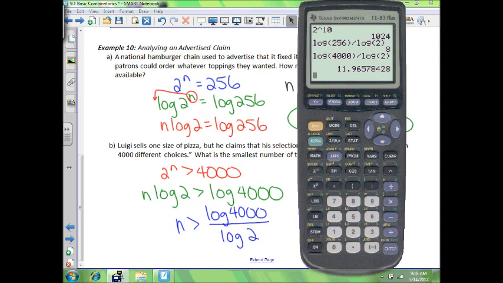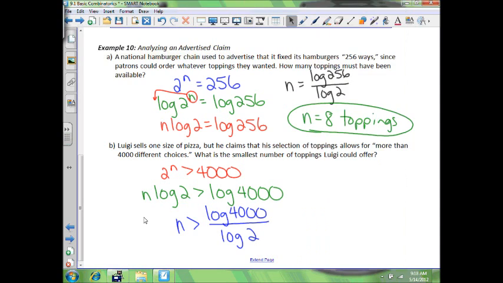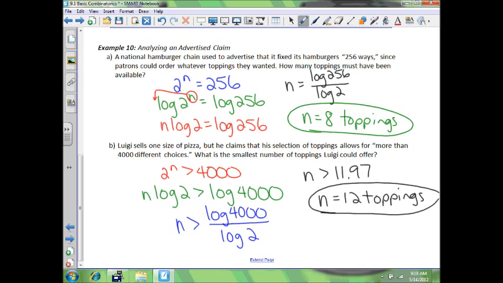That'll be about 11.97. So n will equal 12 toppings. And there you have it.